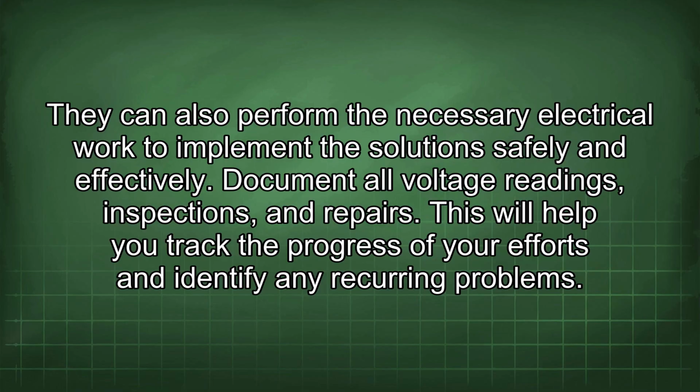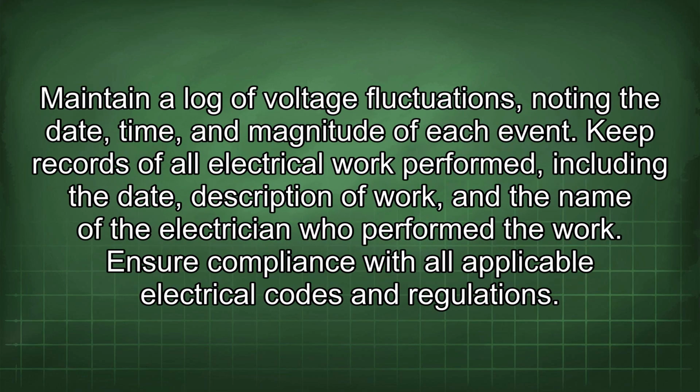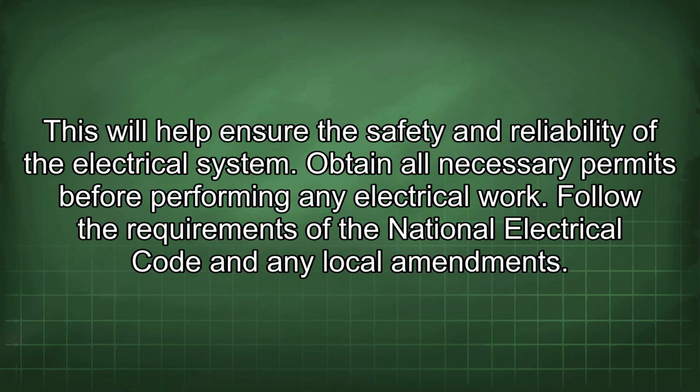Document all voltage readings, inspections, and repairs. This will help you track the progress of your efforts and identify any recurring problems. Maintain a log of voltage fluctuations, noting the date, time, and magnitude of each event. Keep records of all electrical work performed, including the date, description of work, and the name of the electrician who performed the work. Ensure compliance with all applicable electrical codes and regulations. This will help ensure the safety and reliability of the electrical system.